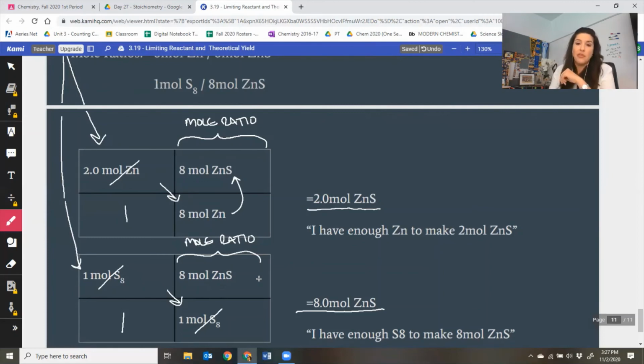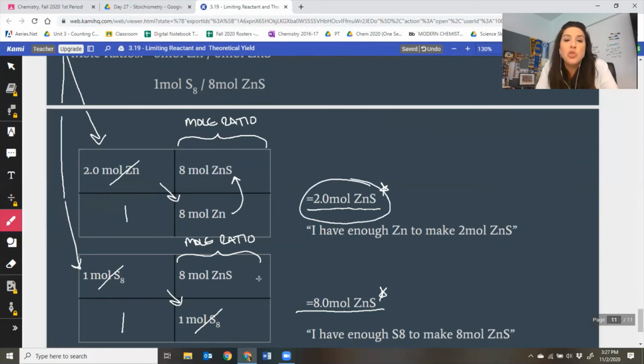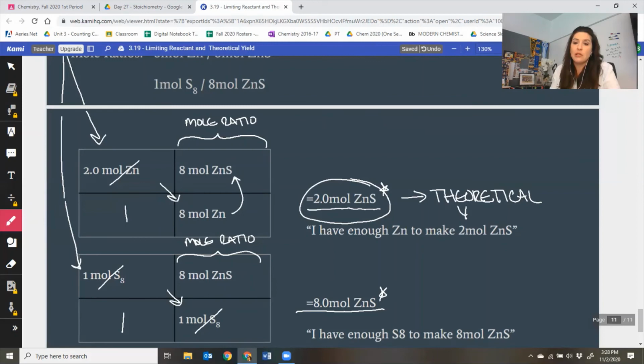So I have enough of the first reactant to produce 2 moles of the product, and I have enough of the second reactant to produce 8. So really, I only have enough of my total ingredients to produce 2 moles of zinc sulfide. So this is my theoretical yield, the smaller value. So I do a mole problem for every reactant, then I find the smallest amount I'm able to produce, and that is my theoretical yield.